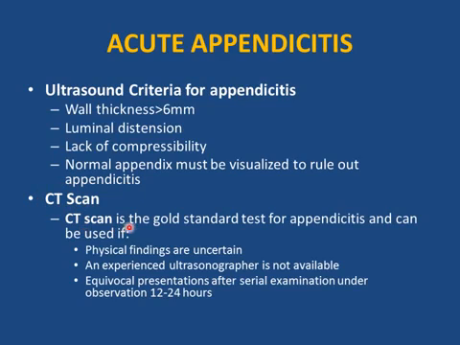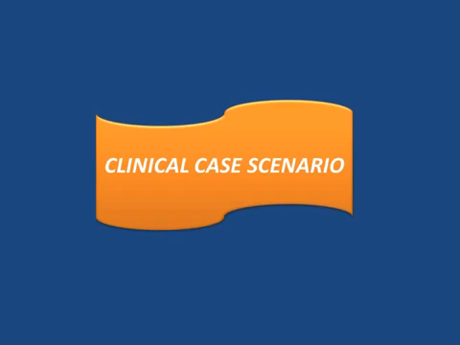CT scan. CT scan is the gold standard test for appendicitis and can be used in cases where physical finding is uncertain, an experienced ultrasonographer is not available, equivocal presentation after cellular examinations, and under observation 12 to 24 hours. So really you try to avoid CT scan if you can.